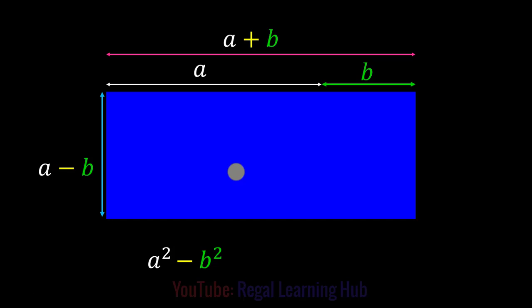Now what is the area of a rectangle? Of course, the area of a rectangle is length times breadth, or length times width. So in that case, we can say that the A squared minus B squared is simply equal to the length, which is the A plus B, times the width, which is the A minus B. And this is exactly the algebraic identity we're talking about.